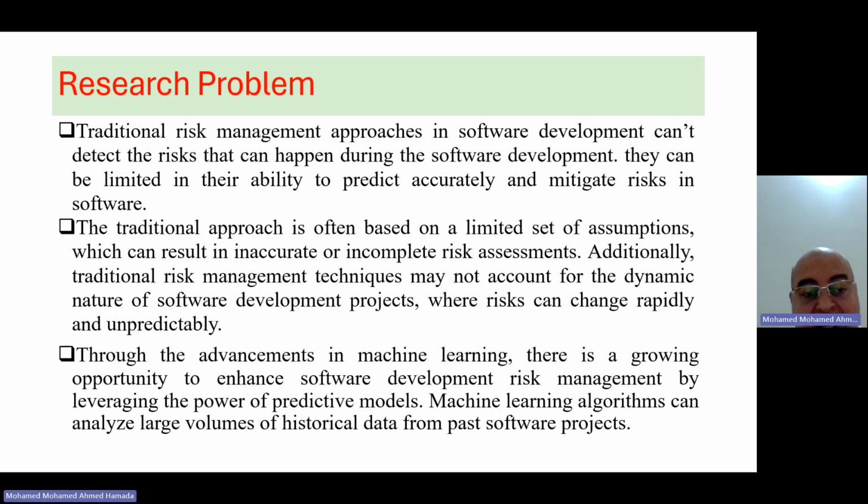Through the achievements in machine learning, there is a growing opportunity to enhance software risk management. So this research will depend on machine learning for the purpose of improving the prediction of risk factors for the software. Also, machine learning algorithms can analyze large volumes of historical data from past software projects.